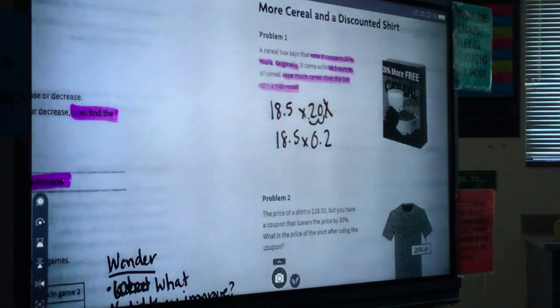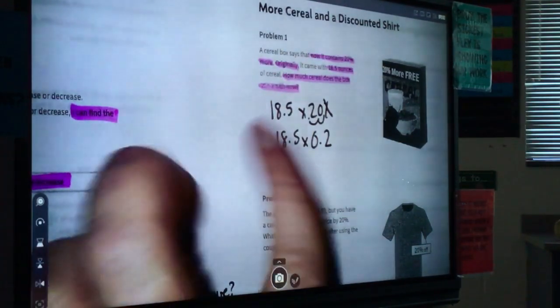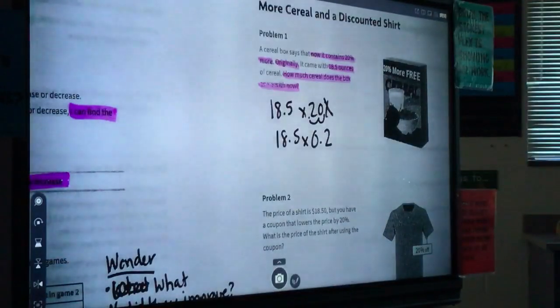All right, have a seat. How many of you did it this way? Okay, how many of you did it the percent proportion equation? It's okay, I just want to make sure I have both on the page. Did anybody do the percent proportion equation?